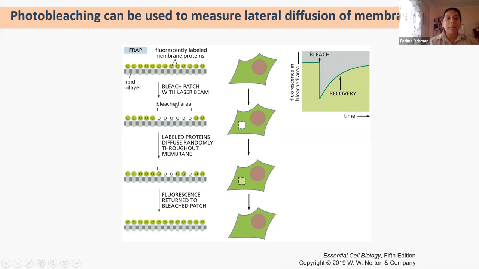So they bleach a small area of the cell membrane by basically running a laser beam to it, and that light bleaches the fluorescence in there, bleaches it out. So now they're no longer labeled. And then they follow it over time to see if it can recover. And they notice that there is a very short period of time that is needed before it recovers the fluorescence in the entire space, meaning that the proteins are able to move laterally throughout that membrane space.